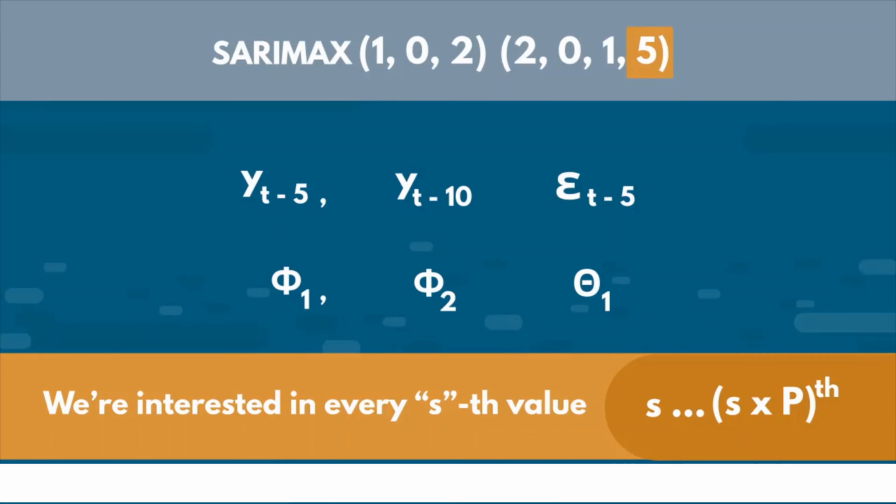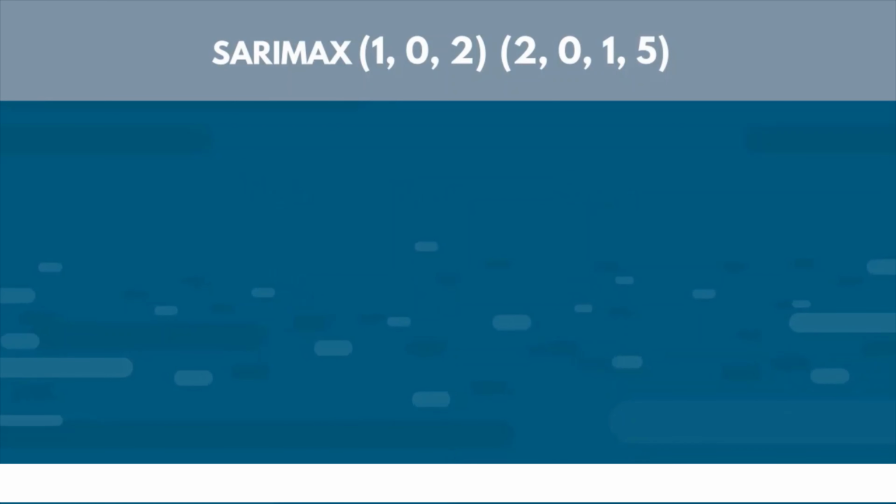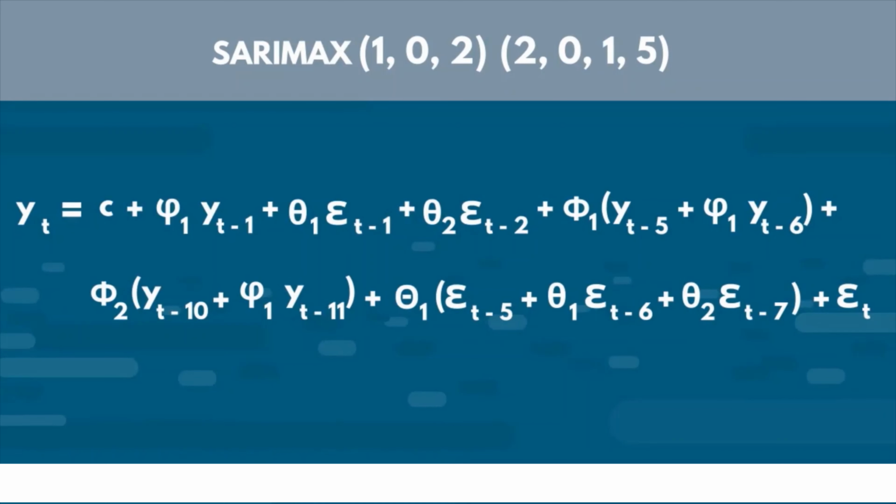Next up, let's see what the equation of a SARIMAX model of order 1, 0, 2, and a seasonal order 2, 0, 1, 5 looks like. The interesting part here is that every seasonal component also comprises additional lagged values. If you want to learn why that is so, please check out the supplementary file accompanying this lecture.